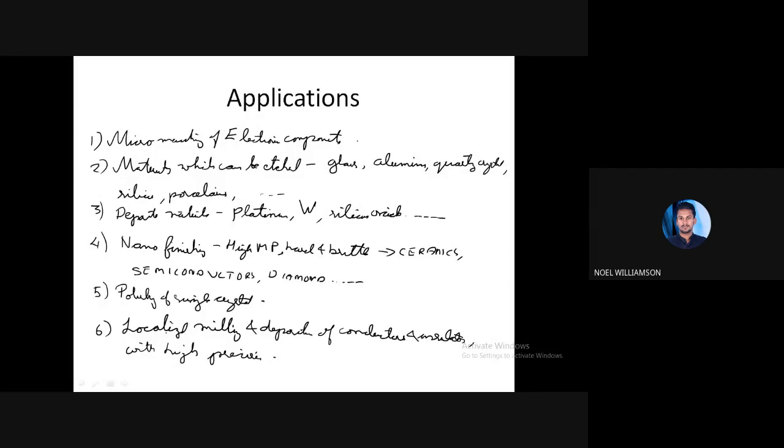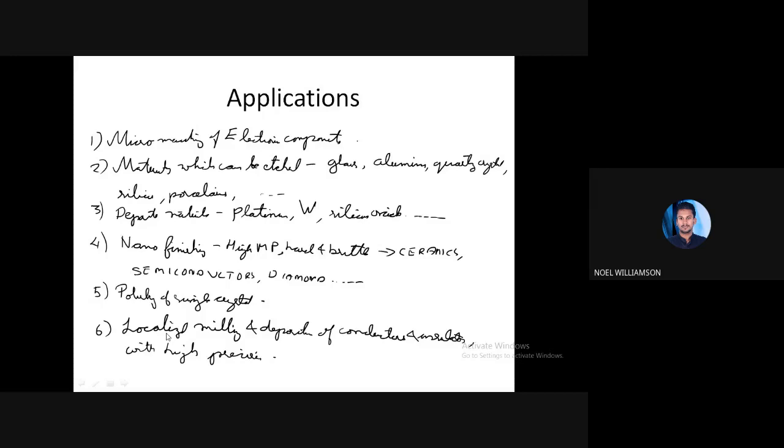So first one, micro machining of electronic components, various complex electronic components, where micro machining or nano machining is required. Then comes the material removal process. These are the materials which can be removed: glass, alumina, quartz crystal, silica, porcelain, etc. And some of the materials which can be deposited using this machining method: platinum, tungsten, silicon dioxide, silicon oxide, etc.